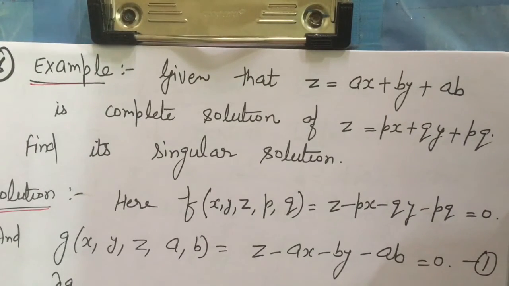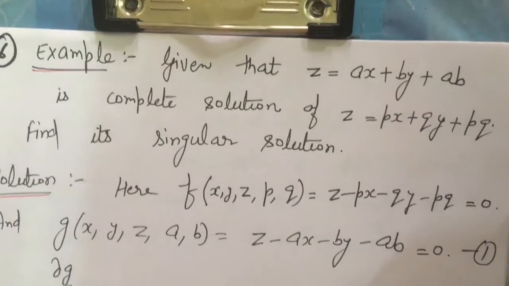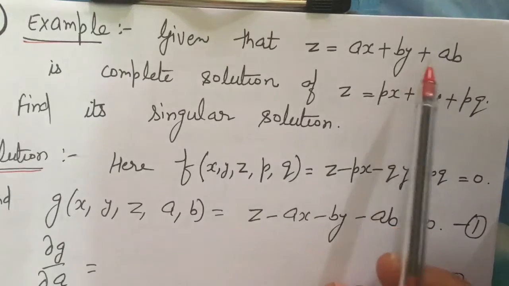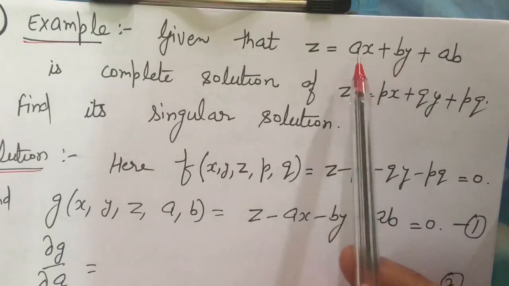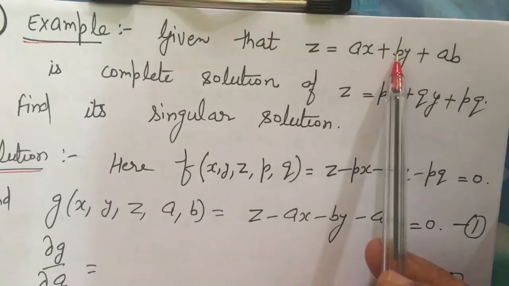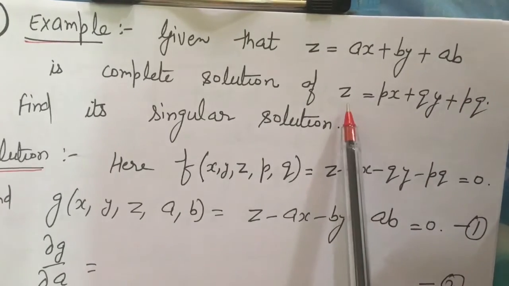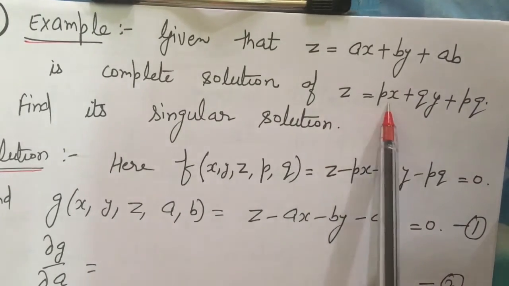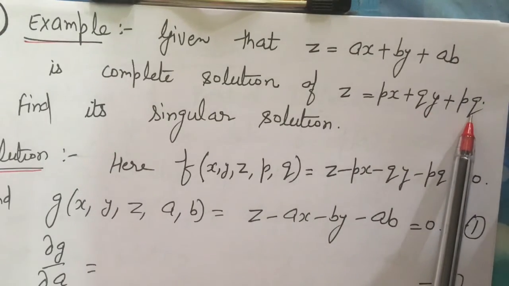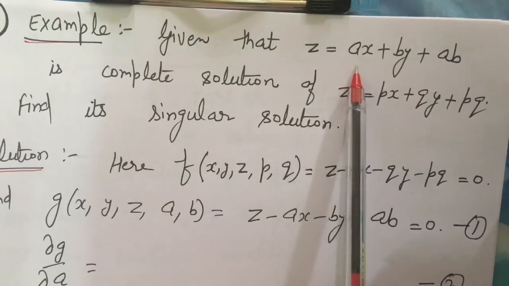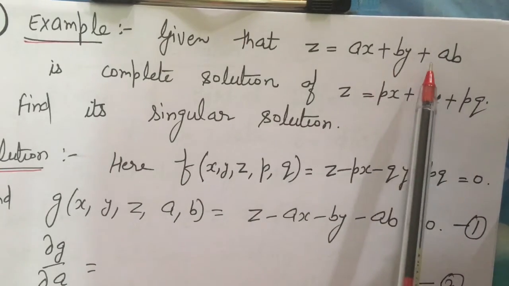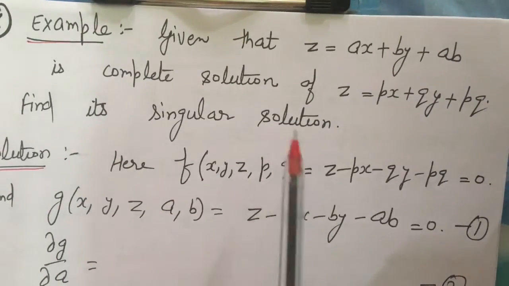Suppose our PDE is given and its complete integral is also given. We can find the singular solution from that complete integral, not by giving particular values, but by eliminating the arbitrary constants. Suppose the given PDE is z = px + qy + pq, and its complete integral is z = ax + by + ab, and our aim is to find its singular solution.